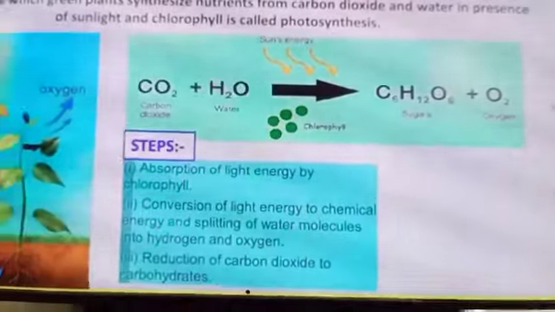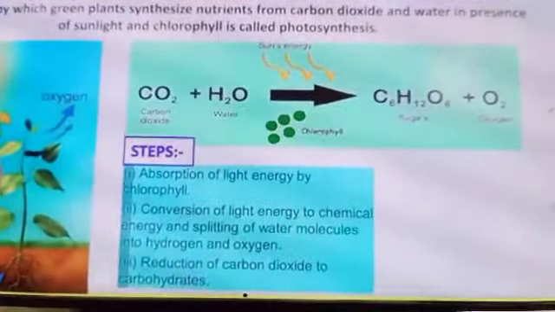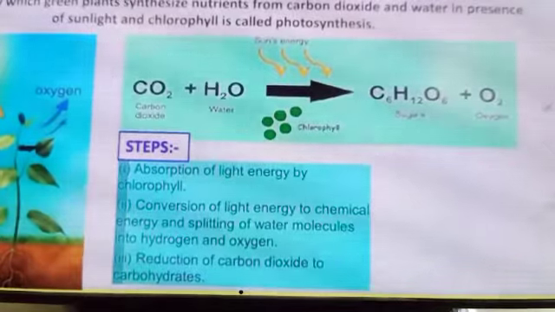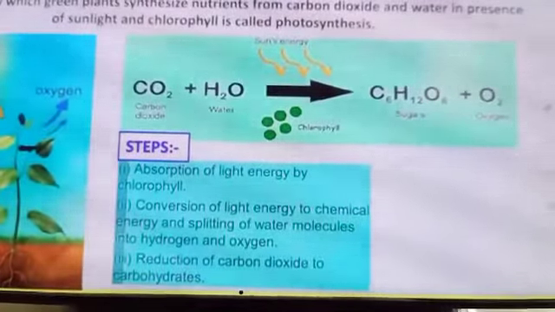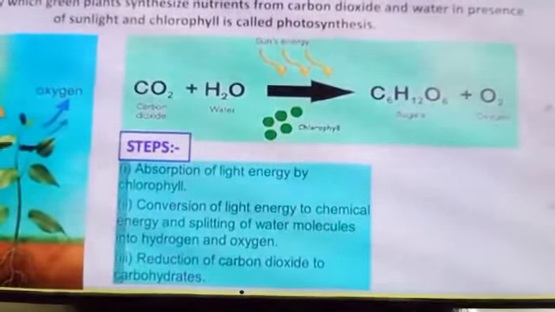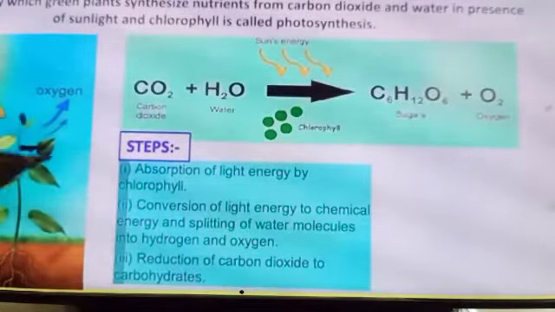Now let us see what actually happens during the process of photosynthesis. The following events occur during this process. Here you can see that the carbon dioxide mixes with water to form sugar and oxygen. Now what actually is happening? First, the absorption of light energy by the chlorophyll. The leaf is having the chlorophyll, so it will absorb the light energy.